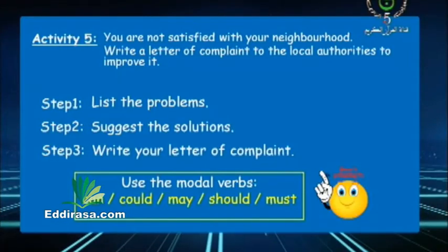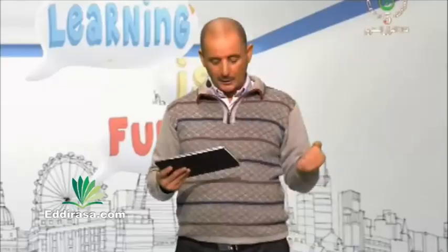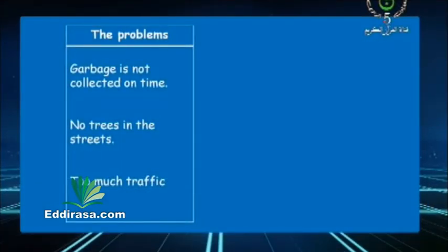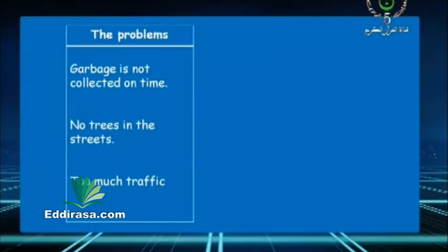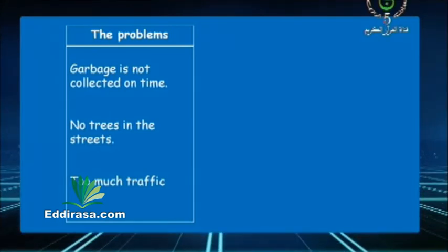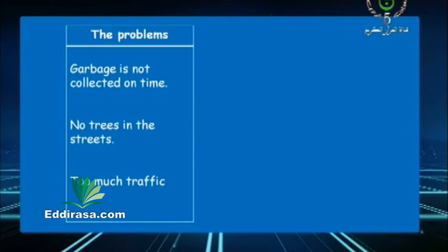So the problems that Mr. Zian is going to list. What are the problems that we may all suffer from? All right. Okay, so the problems are garbage is not collected on time. No trees in the street. Too much traffic. Okay? And now what about the solutions, Ms. Ziani?